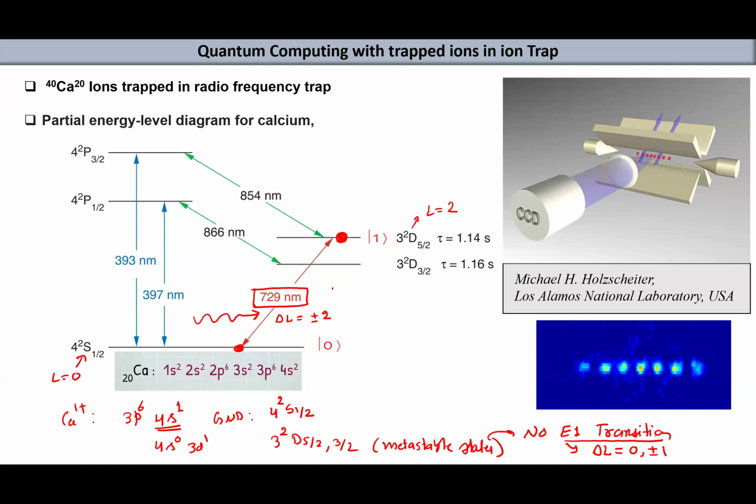But this can go through an electric quadrupole transition. That is called the electric quadrupole transition. And in this transition, delta L is 0 also and plus minus 2 also. So that is the conservation law in the case of delta L. So if delta L is plus minus 2, then this can occur through the electric quadrupole transition.